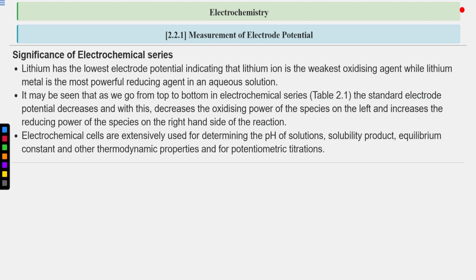Electrochemical cells are extensively used for determining the pH of solutions, solubility product, equilibrium constant, and other thermodynamic properties, and for potentiometric titrations. So these are some uses where you can use electrochemical cells with the help of the electrochemical series.